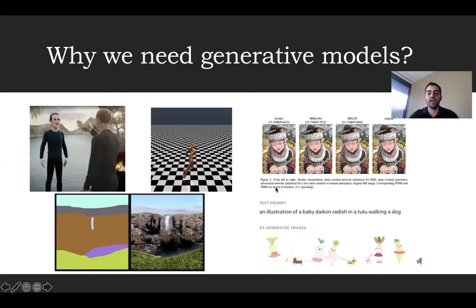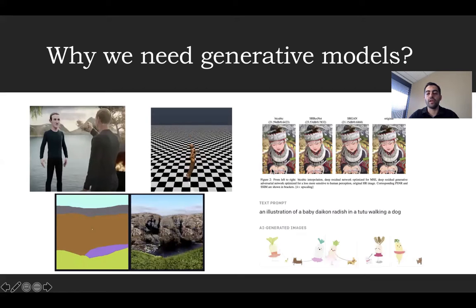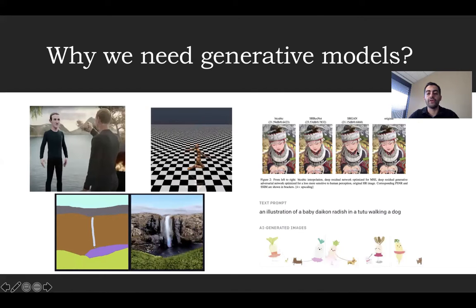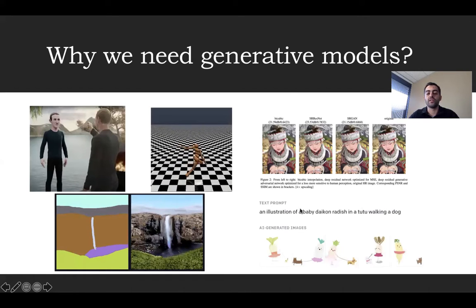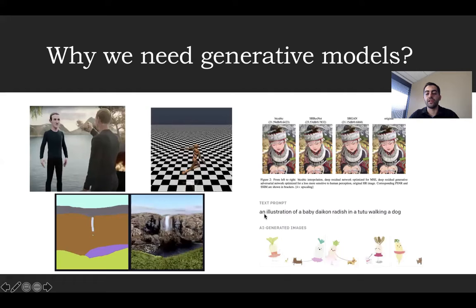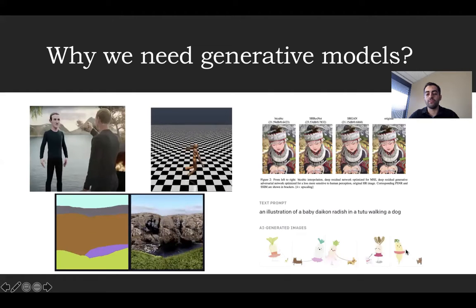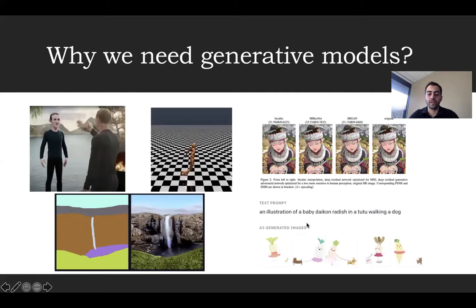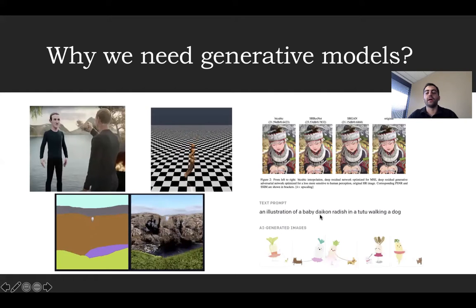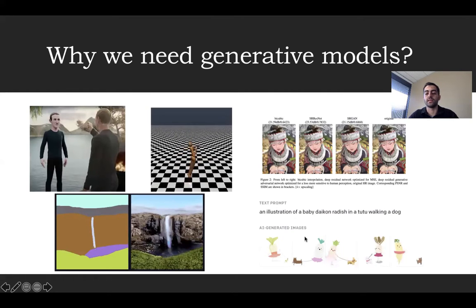For example, let's say that we have a low resolution image and we want to make a high resolution image. Generative models have been shown to produce real, high quality data. Another example of using a generative model is that we write a description and it provides some images. For example, here we wrote a description of a baby radish in a tutu walking a dog, and it produces images that didn't exist in our training set before.